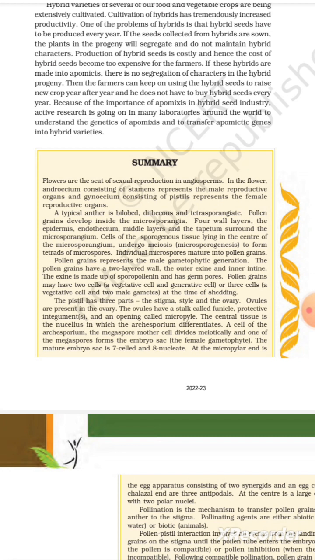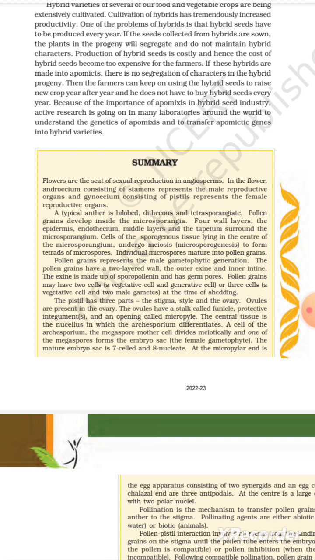Cells of the sporogenous tissue lying in the center of the microsporangium undergo meiosis to form tetrads of microspores. Individual microspores mature into pollen grains. Pollen grains represent the male gametophyte. Generally, the pollen grain has a two-layered wall, the outer exine and inner intine. The exine is made up of sporopollenin and has germ pores. Pollen grains may have two cells, a vegetative and a generative cell, or three cells, a vegetative cell and two male gametes.